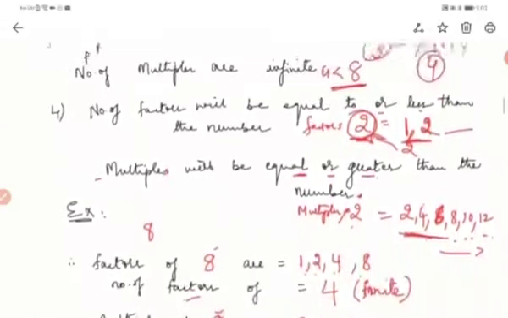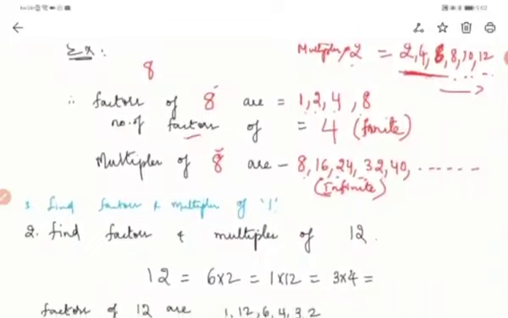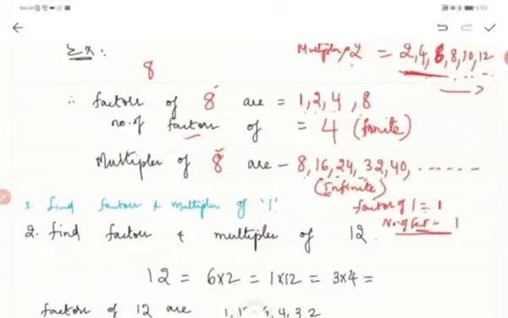Okay, let's see the multiples and factors of 1. Tell me, what are the factors of 1? Factors of 1 are 1 by itself, and nothing else, isn't it? So the number of factors of 1 is how much? 1. Okay, so the number of factors is equal to 1 in case of number 1.